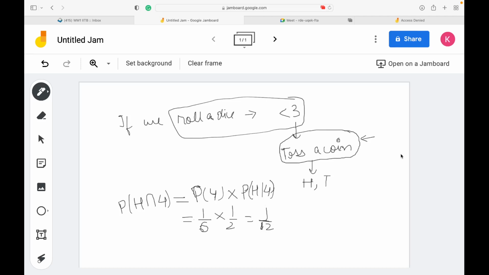Okay, but if these both events are not dependent on each other, if we are anyway going to toss a coin, if we remove this condition and both events are independent of each other, then what is the probability that heads will occur simultaneously when we get a 4 on a dice? In this case it is coming out the same.